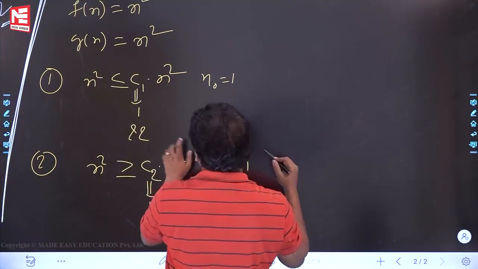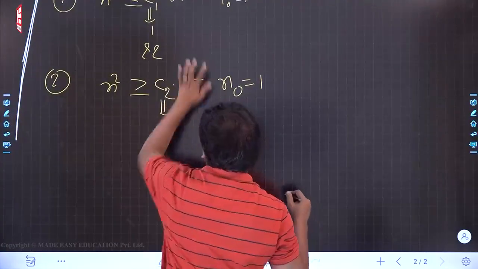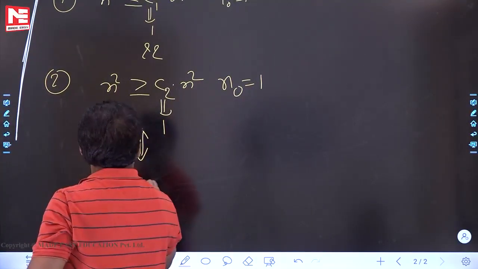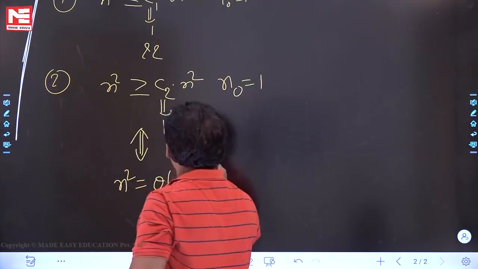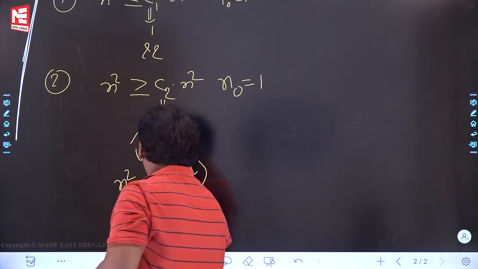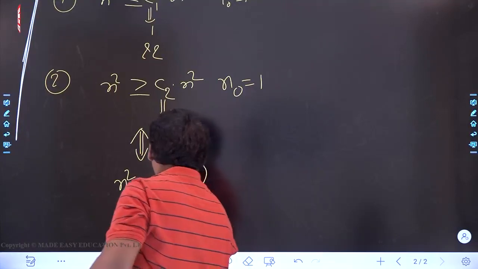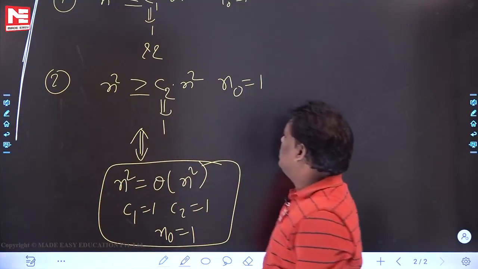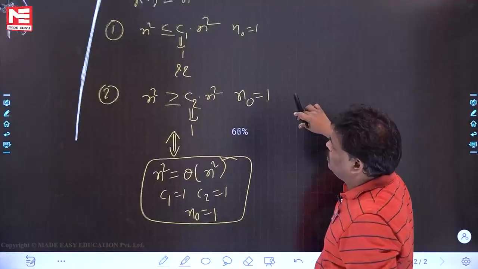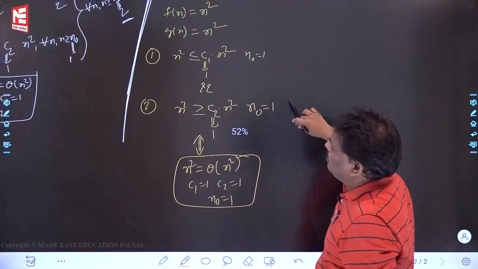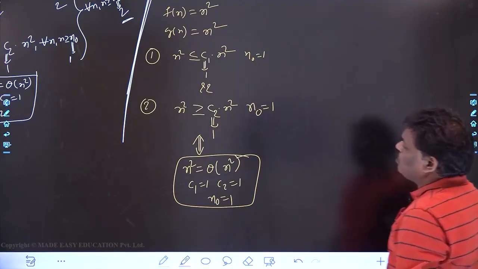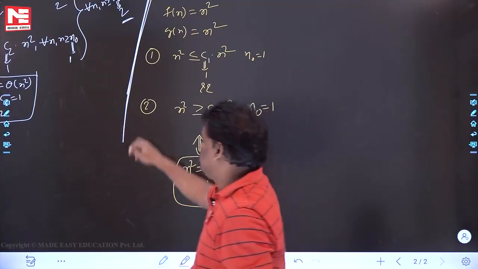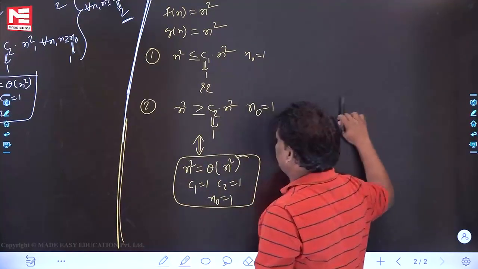Big O and omega are possible. Can you say what the final conclusion is? Big O possible, omega possible. The final conclusion is this one. What is the answer? N square is theta of n square. What is the C1 value? 1. C2 value? 1. What is the n0? 1. That is the third example. See carefully, for the given f of n square and g of n square, big O is possible and omega is possible between them. Then I can say theta is possible. Fine, let's go to the next one.